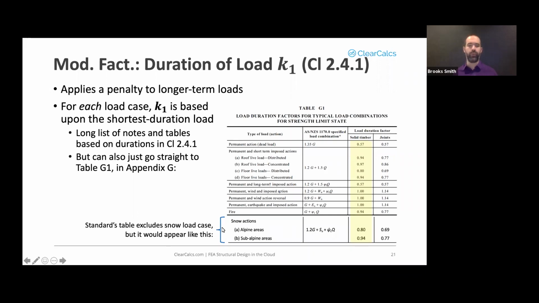Now, for some reason, table G1 doesn't include the snow load cases. So I've just appended at the bottom of this slide here what that would look like for the snow load case. For that snow load case, the K1 value you use depends upon whether you're in an alpine area or a subalpine area. Basically with the idea that in an alpine area, you may have snow that's sitting on top of the building for a month at a time. So you'd use a lower K1 factor in alpine areas instead of subalpine. But basically refer to table G1 as well as my additions here for snow loads.